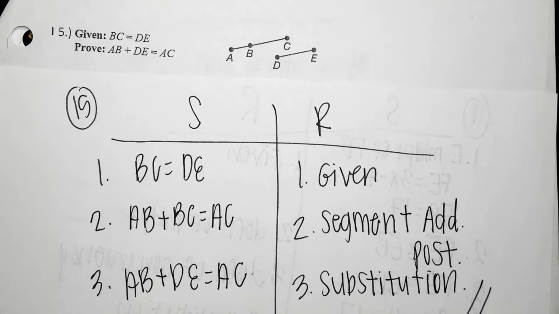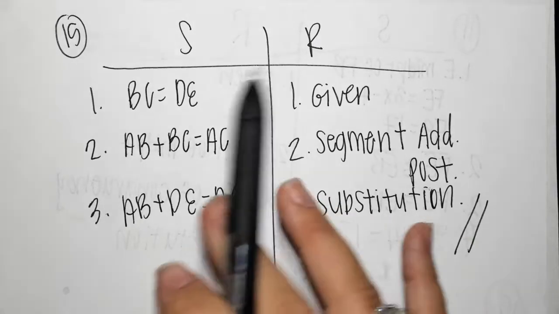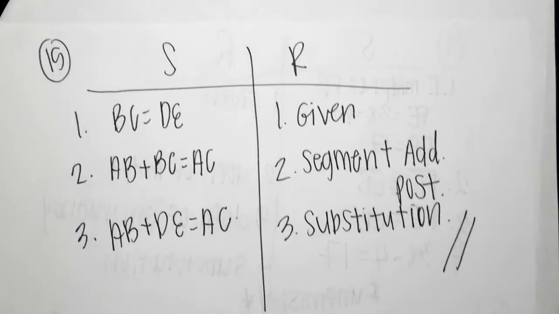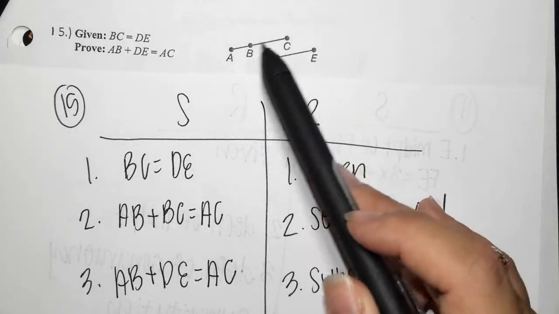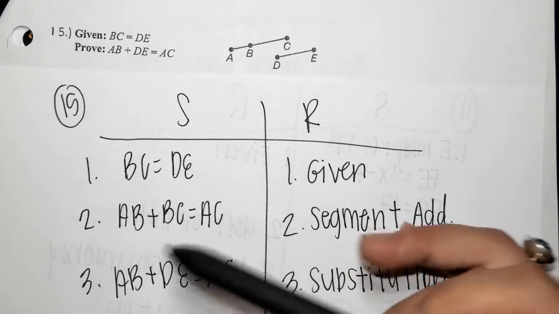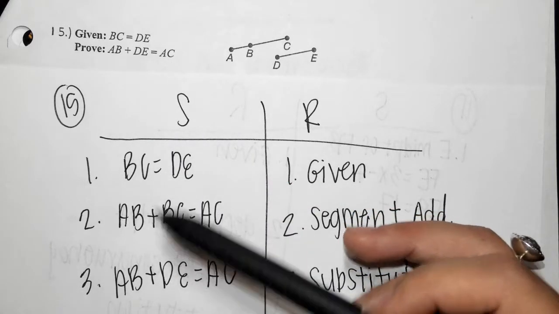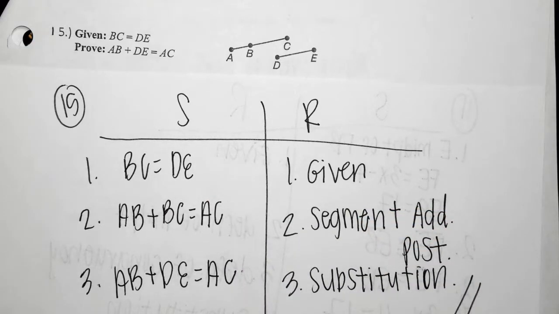Yes? So if you were using segment addition postulate, you had to say AB plus BC equals AC. However, we wanted AB plus DE, but instead of writing BC, you know BC is equal to DE, so just plug in DE in that substitution.